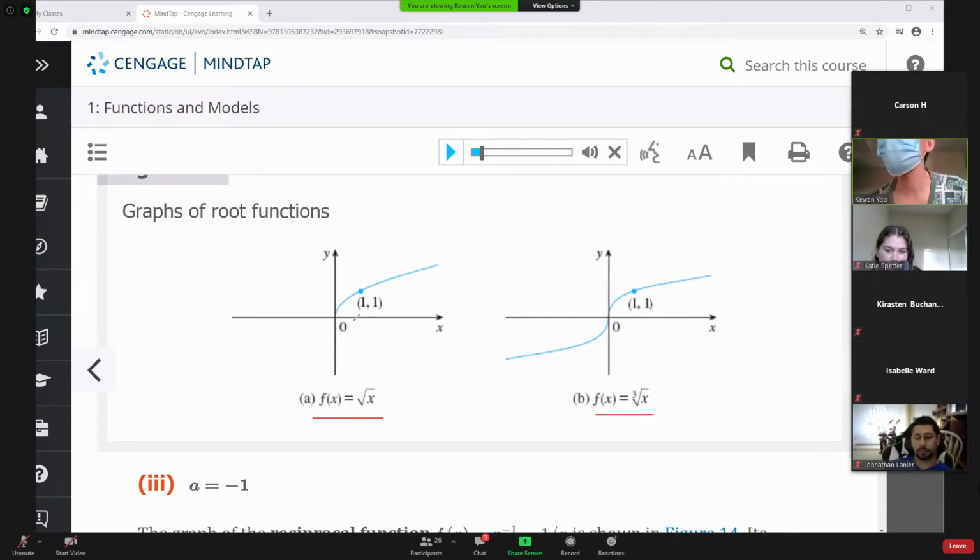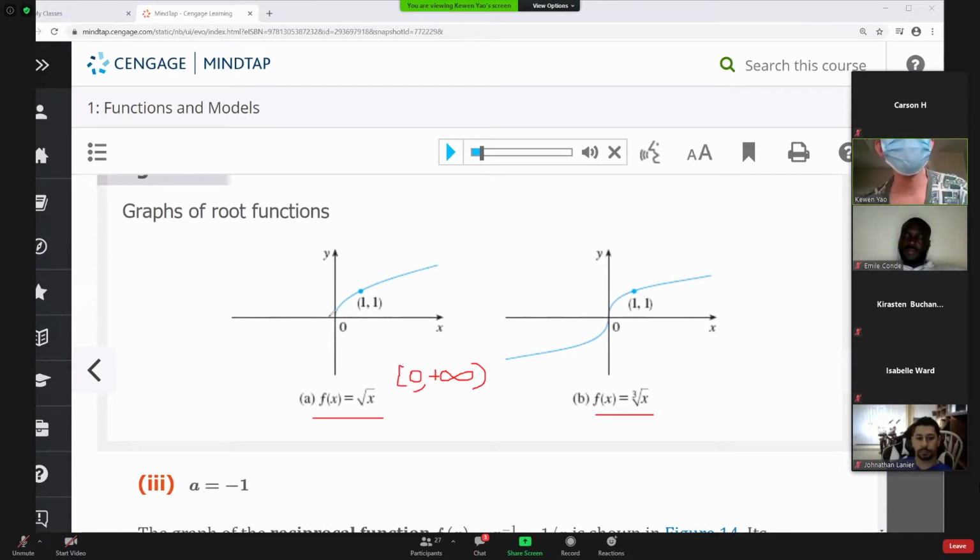So the graph is not symmetric. Let's find the domain for the first one. What is the domain for the first one? You cannot take a negative x, right? You cannot have a negative number under a square root, right? So the domain for this is what? Let me use interval notation, okay? It is 0 to positive infinity, right? The domain for this function is 0 to positive infinity, right?